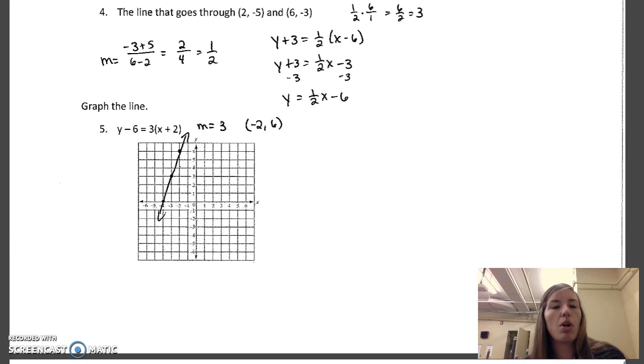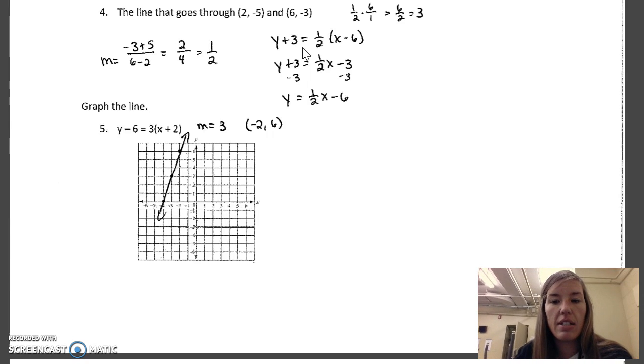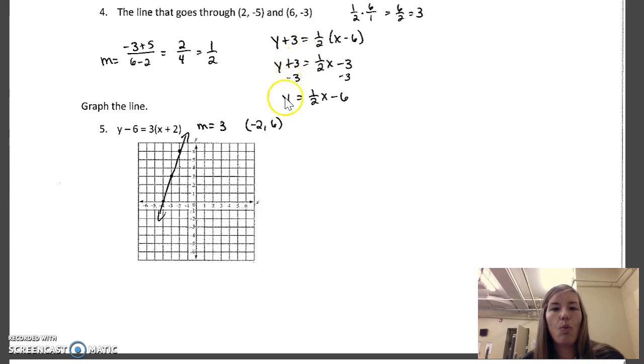Number 4 was the same work. Find your slope. So you have negative 3 minus a negative 5, so that's plus 5, and then 6 minus 2. So you have 2/4, which is 1/2. Again, pick either point. I chose 6, negative 3. You can do it with 2, negative 5. It doesn't matter. That's up to you. You plug it in, and you get an answer of y equals 1/2 x minus 6.